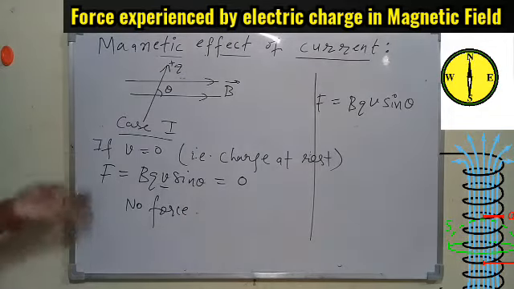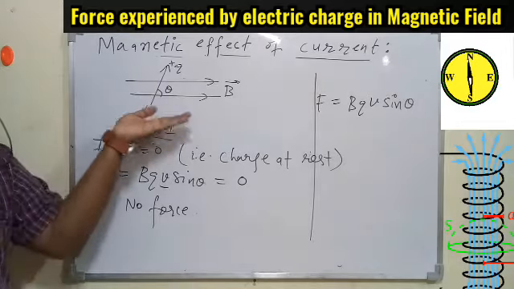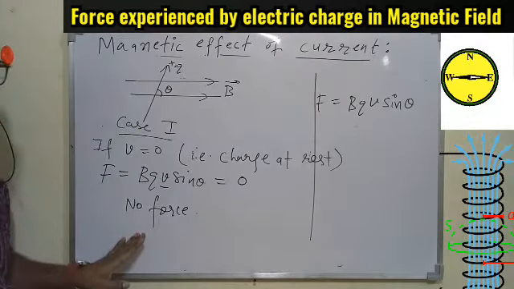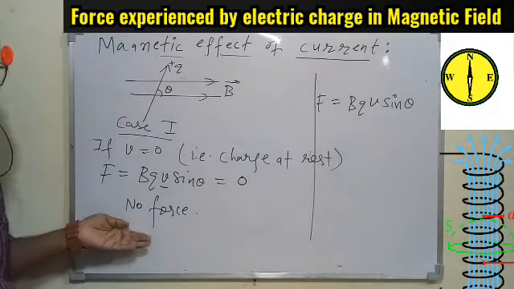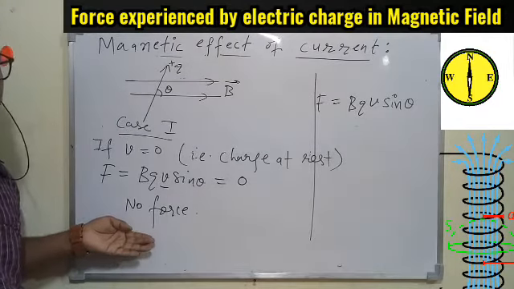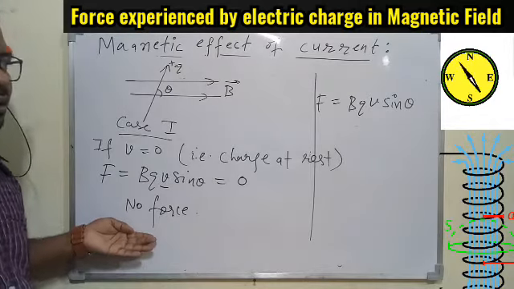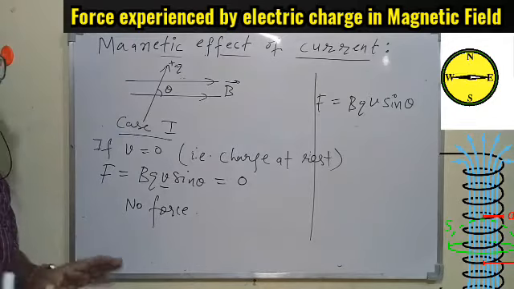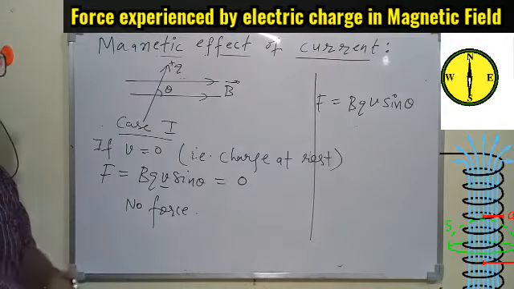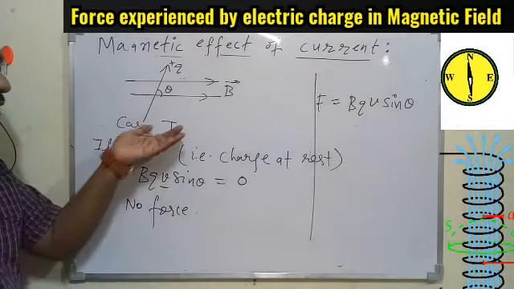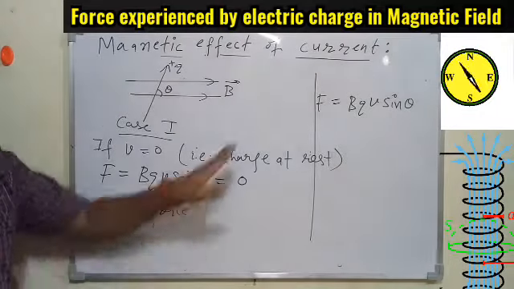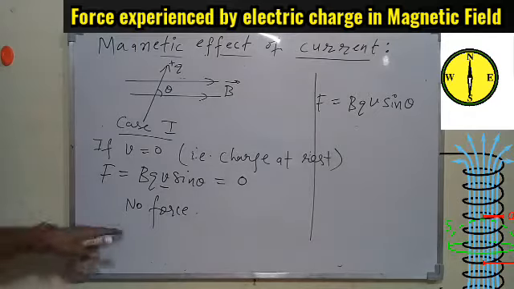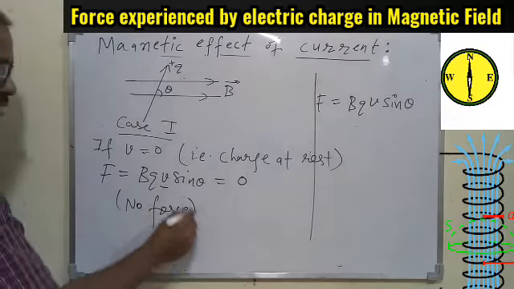So if a charge is placed within the magnetic field but the charge is at rest, it will not experience any force. It is understood. If the charge is not in motion, it cannot produce current, and without current it cannot produce a magnetic field. So overall the charge will not produce a magnetic field, it will not behave as a magnet if it is at rest. So for a stationary charge, no force acts on the charge when placed in the magnetic field. I hope it is understood. No force.